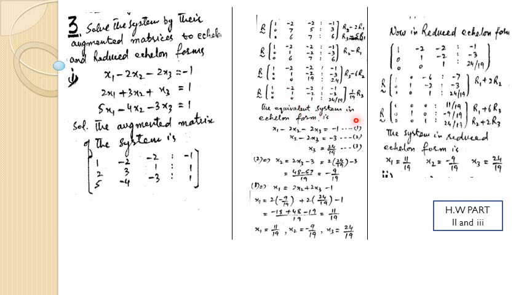So the equivalent system in echelon form is what? x1 minus 2x2 minus 2x3 is equal to minus 1, x2 minus 2x3 is equal to minus 3, and x3 is equal to 24 upon 19. This is echelon form, okay, because you can see that the lower triangular is here. And what is lower triangular, I'll teach in next slides.